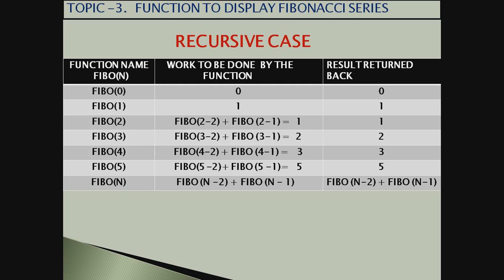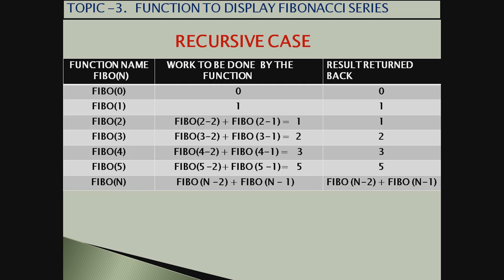Now Fibo 1 goes to work because Fibo 1 has been knocked by Fibo 2. Fibo 1 gives back 1. So 0 plus 1 is 1, and we are going to display that 1. Okay, so you understood how it works?